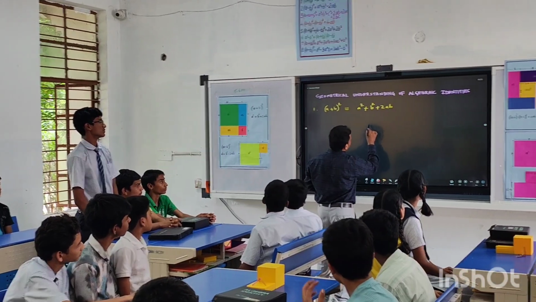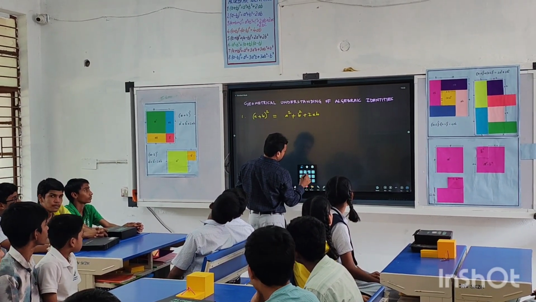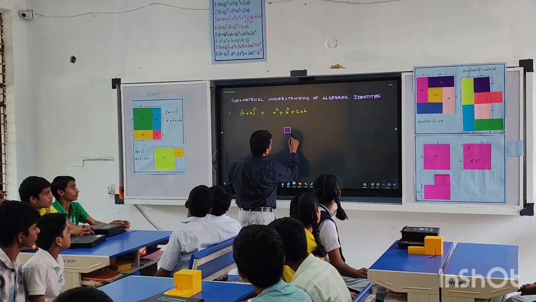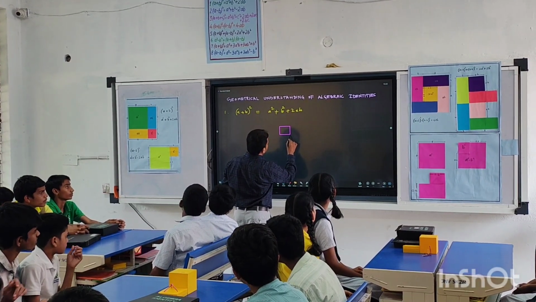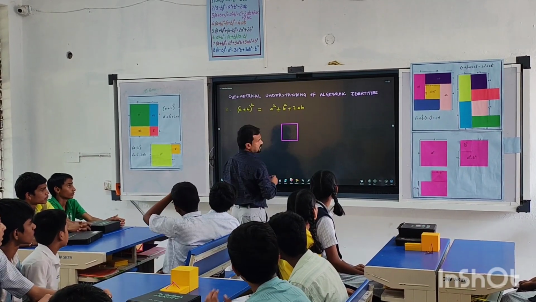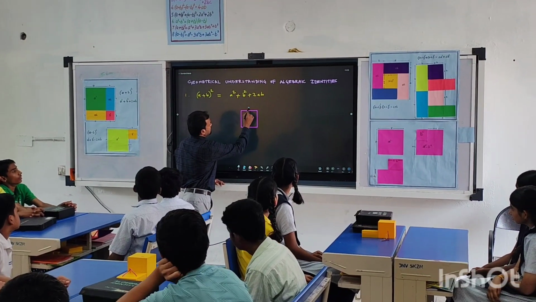That's good, sit down. It is the area of a square whose side is a units. So let us take this is a square, and its side is a.